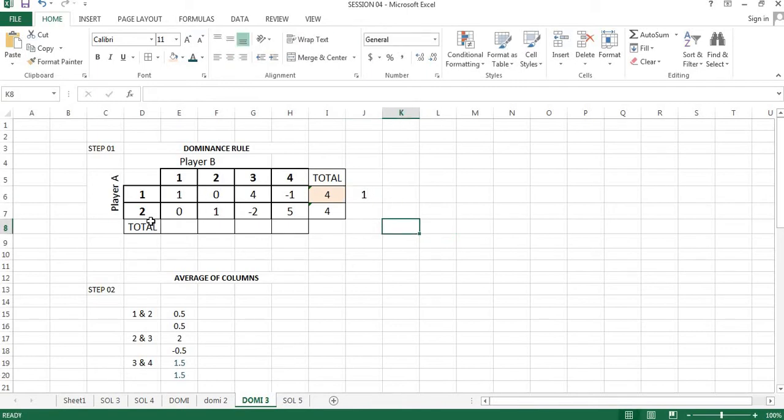This first row must be compared to the second row. 1 is greater than 0 and 0 is lesser than 1. So there is no elimination of rows because there is a combination of lesser value and greater value. So take the total of columns to reduce the columns.